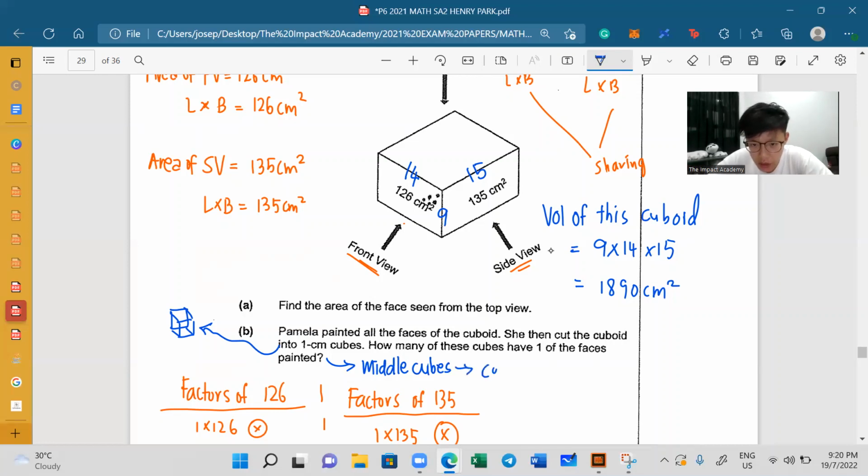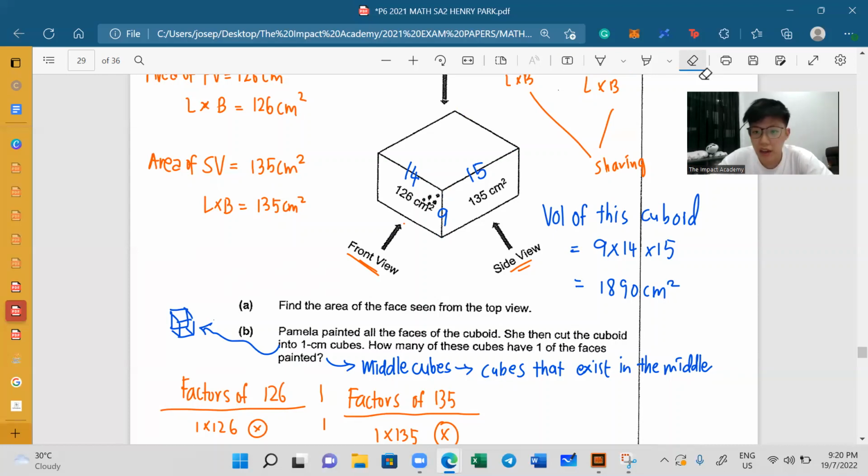Let me just be a bit more specific here. Cubes that exist in the middle will only have one of the faces painted. Isn't it true? Now, what about the cubes at the corner? The corner will have more than one of their faces painted.